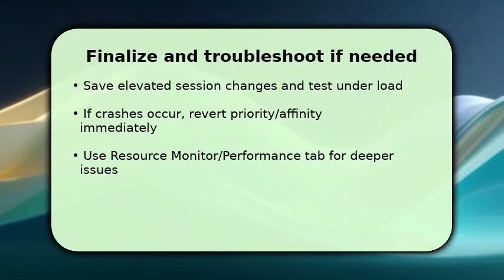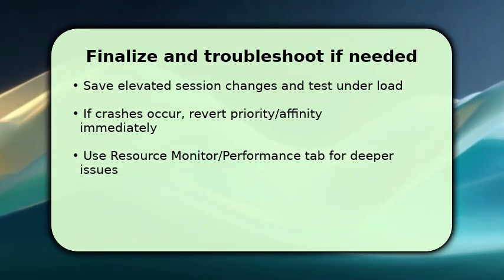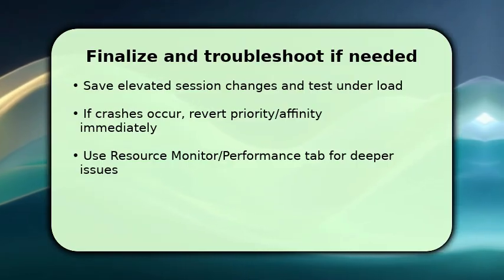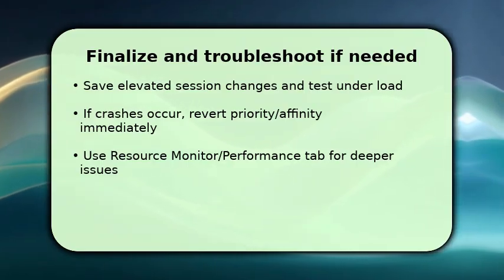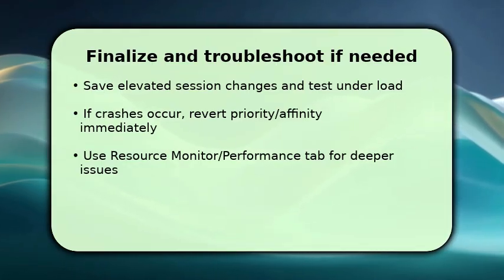Finish by testing your prioritized setup under realistic load and save any configuration notes so you can reapply them. If an app becomes unstable or crashes, undo the priority and affinity changes right away. Instability indicates the process cannot handle altered scheduling.